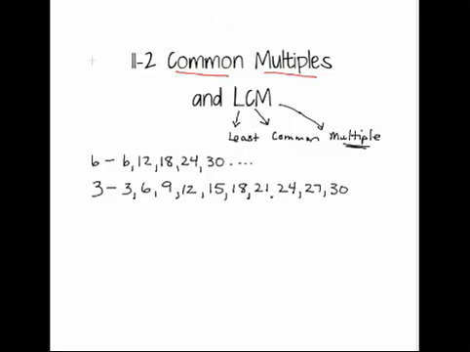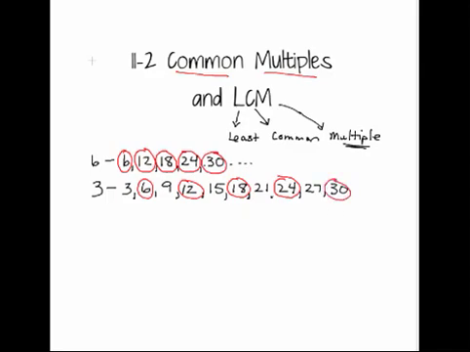All right, now I'm stopping there to prove a point. I want you to look at these numbers. Listed out are the multiples of 6 and the multiples of 3. Which ones do they have in common? Well, 6 shows up in both. What else? 12 shows up in both. How about 18? Yep. And 24? Yeah, sure do. And look at that, 30 is in common.